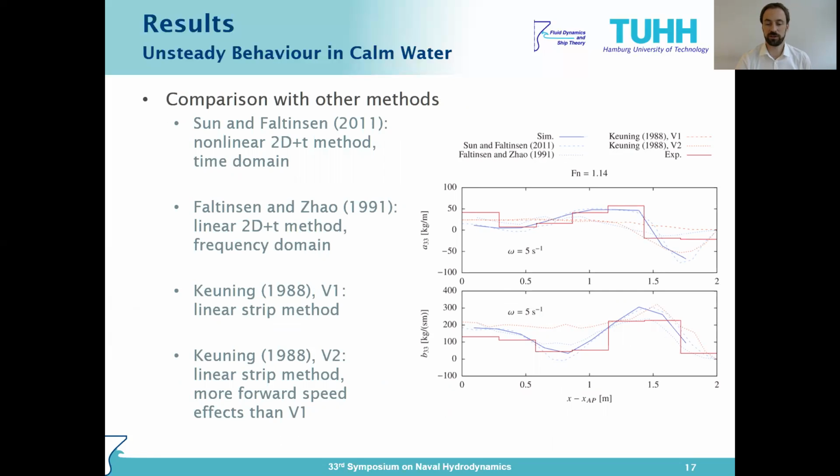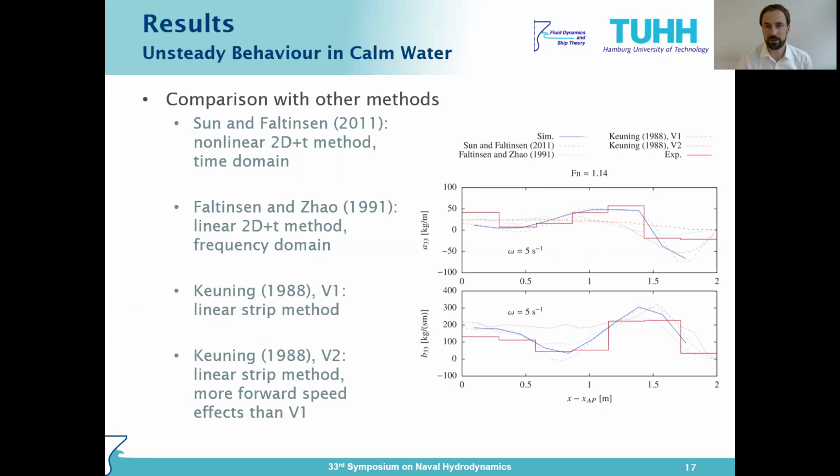The upper plot shows the distribution of the sectional added mass coefficient. Again, the red line shows the experimental results, and the dark blue line shows the simulation results. The dashed blue lines refer to methods by Sun and Falkenson and Tsao, which are also T+T methods and are therefore quite similar to the method presented here.